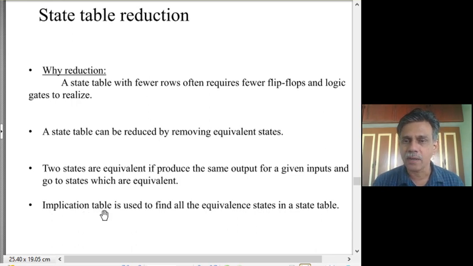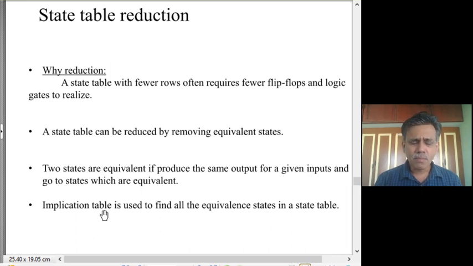It is a formal technique. It can be used to identify all such groups of equivalent states and reduce all of them, that is, for each group we will retain only one state, and therefore arrive at the minimal number of states a state graph or a state table can have.